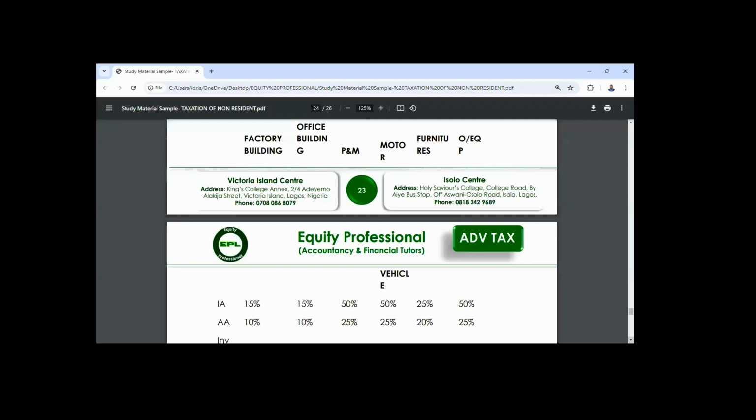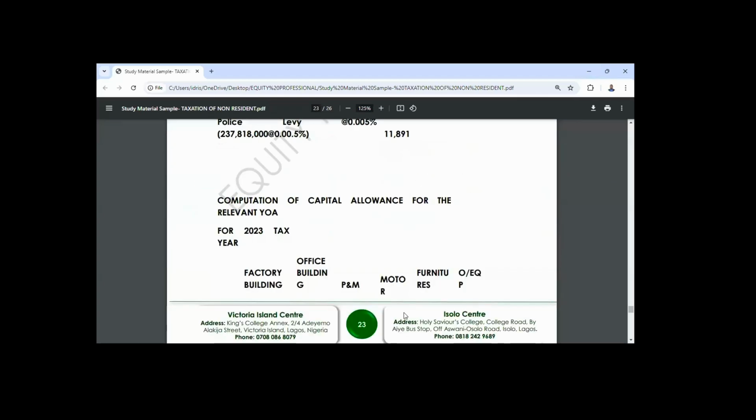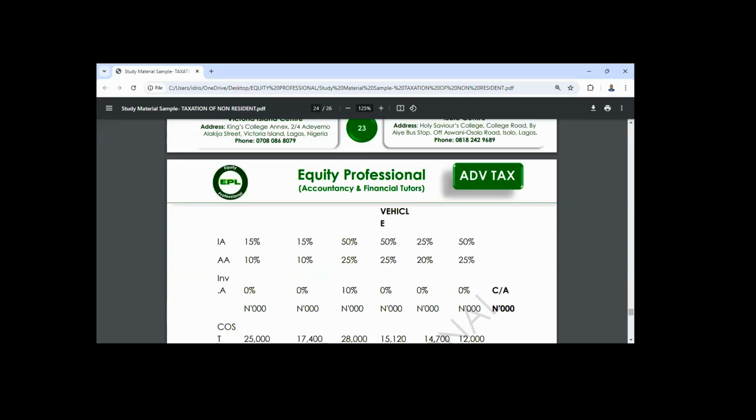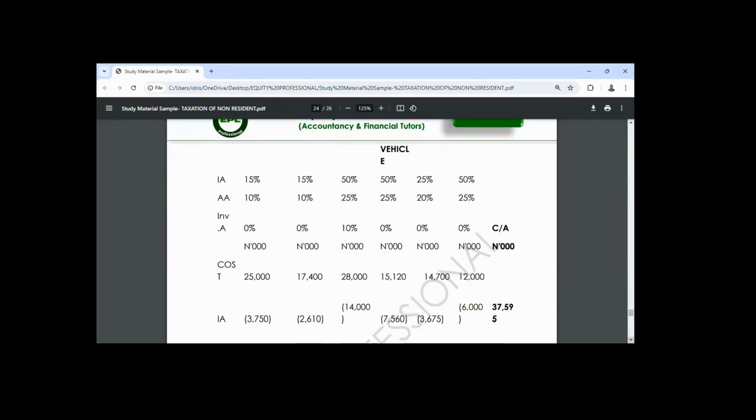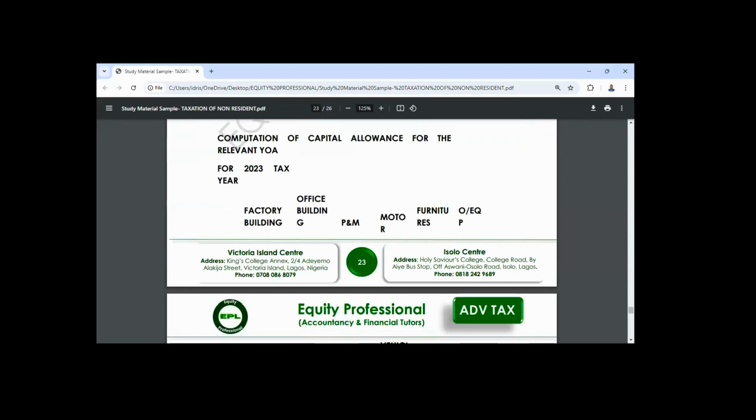In the capital allowance computation, we have different types of assets: factory building, office building, plant and machinery, motor vehicle, office furniture, office equipment. For factory building, initial allowance is 15, annual allowance is 10. Office building, initial allowance 15, annual allowance 10. Plant and machinery, 50-25. Motor vehicle, 50-25. Furniture and fittings, 25-20. Office equipment, 50-25.